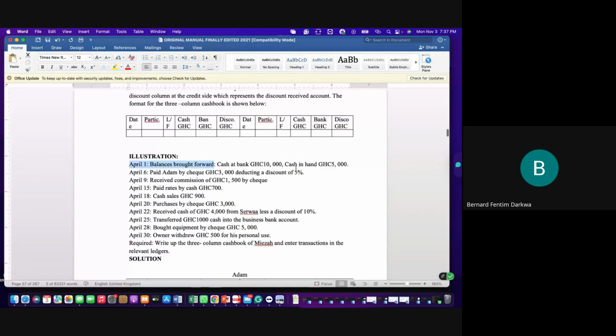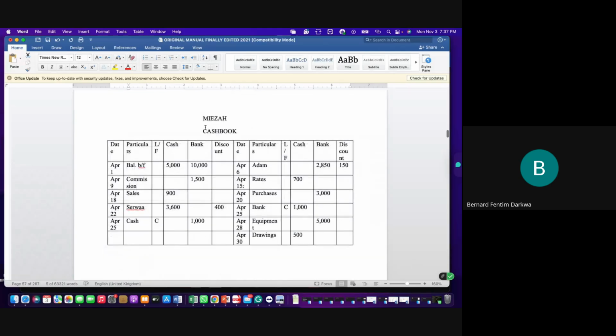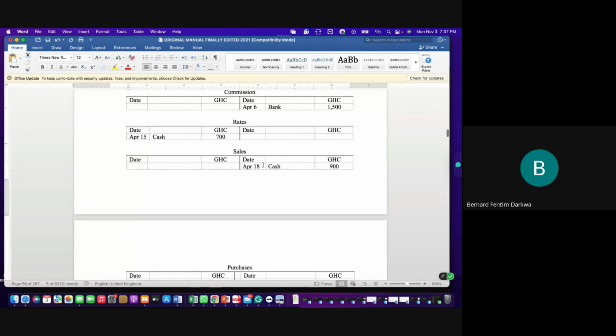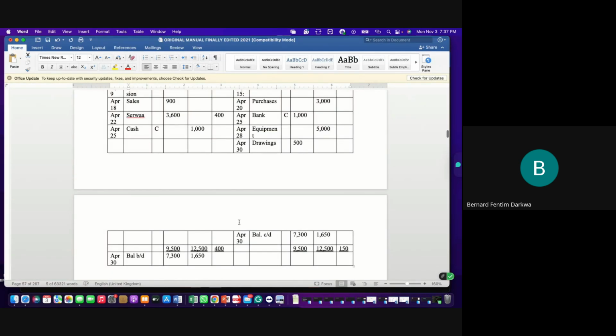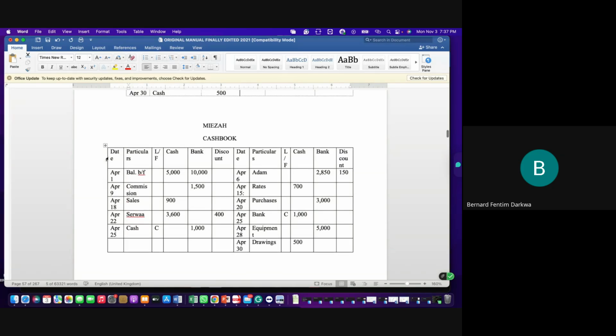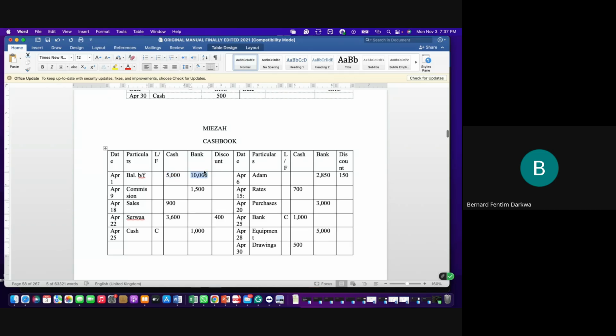So go and draw your 3 column cash book. And how do we know that you are doing 3 column? The question mentioned 3 column cash book directly. When you open everything: date, particulars, ledger folio, cash, bank, discount, the same thing repeated. Then April 1st, balance brought forward or balance b/d. Cash 5,000, bank 10,000. That's the first thing.